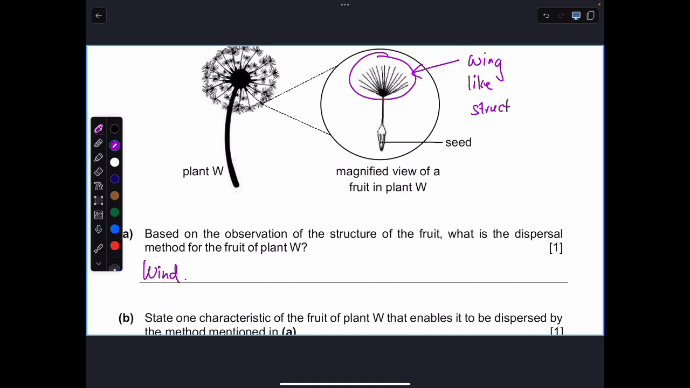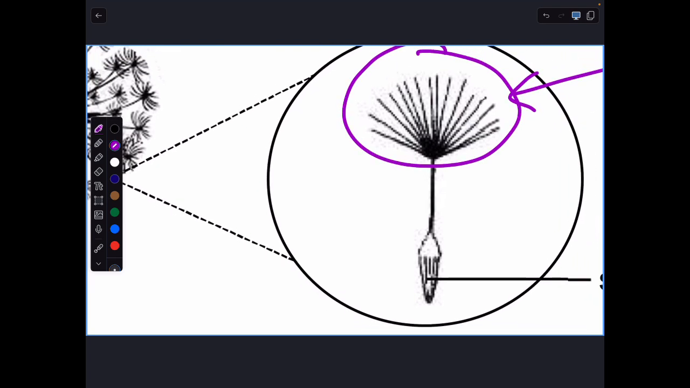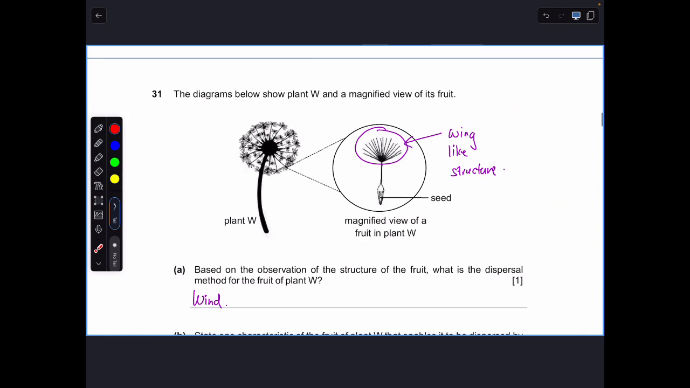Now I know that some of you would say that, oh, this is like a feather-like structure. It's fine, we will accept it. But generally for wind dispersal, when in doubt, just use the term wing-like structure. Because when you think about it, maybe each part of this is like a wing. Wings are meant to help things float or fly, so wing-like structure is fine in general.